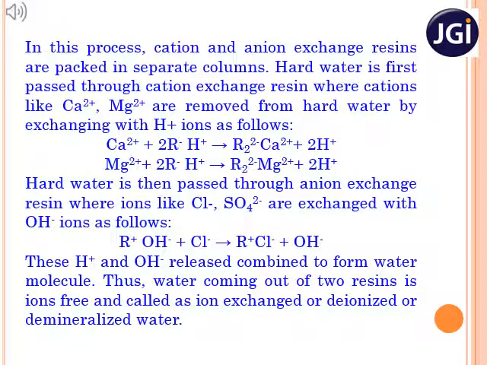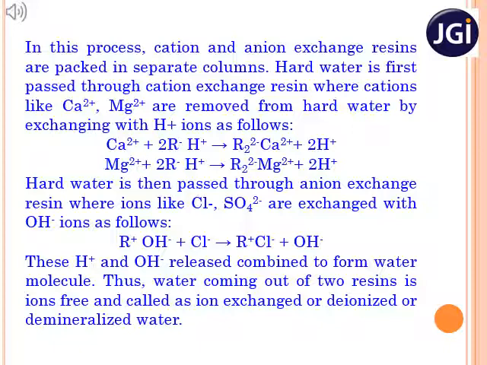Students, now we will see how it works. Hard water is first passed through first column which contains cation exchange resin. Here the positive ions like Ca2+ and Mg2+ are removed from hard water and in their place the H+ ions are added. Refer the reactions given here. The calcium and magnesium ions remain inside the first column. Hence, the water coming out from first column is free from calcium and magnesium ions.